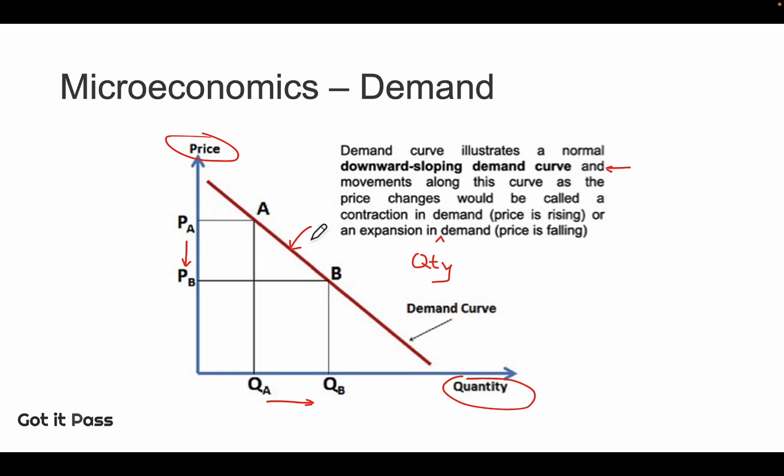And the movements along this curve as the price changes, as we just mentioned, from PA to PB, the price is going down, so the price is falling. Then the quantity demanded will increase from QA to QB. So it's an expansion in quantity demanded. On the opposite, if the price goes up from PB to PA, then the quantity demanded along this curve will move from QB to QA. So it's a contraction in demand because the price is rising.